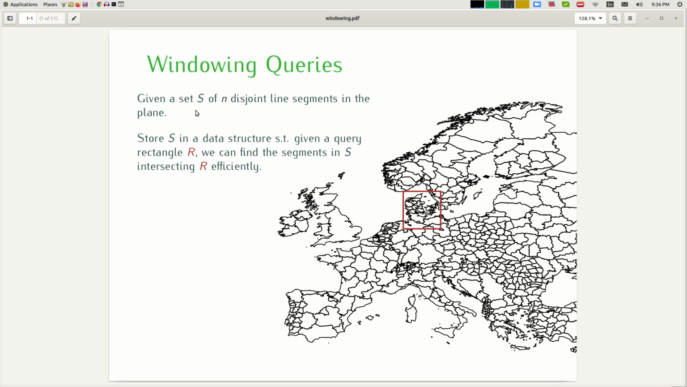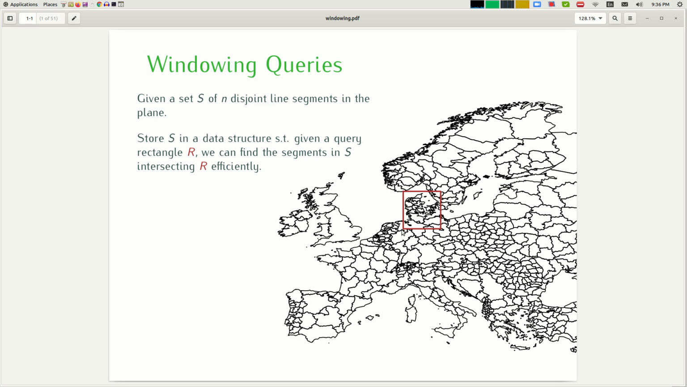We have a set of n disjoint line segments in the plane, and we would like to store it in a data structure such that, given a query rectangle, we can find all the line segments that intersect this query rectangle. This includes the line segments that are completely inside, as well as the line segments that intersect the boundary.